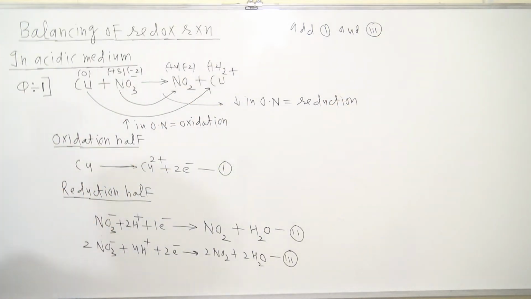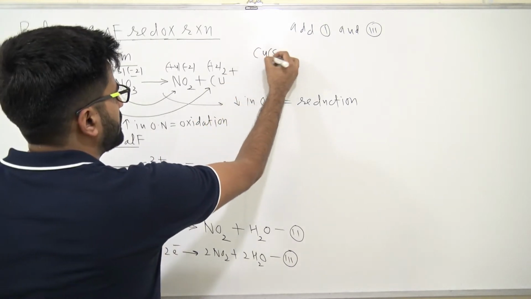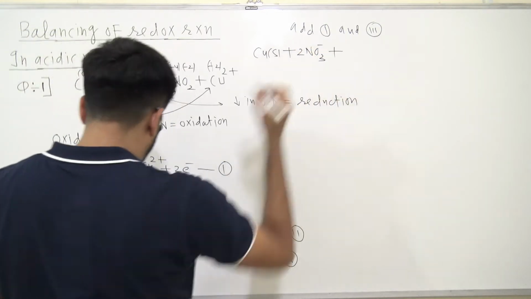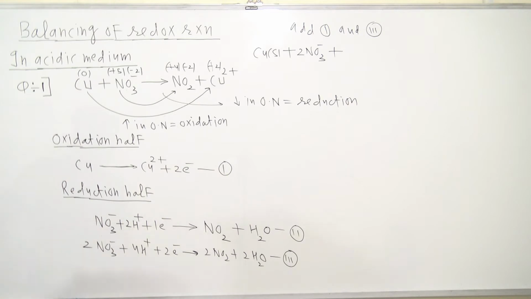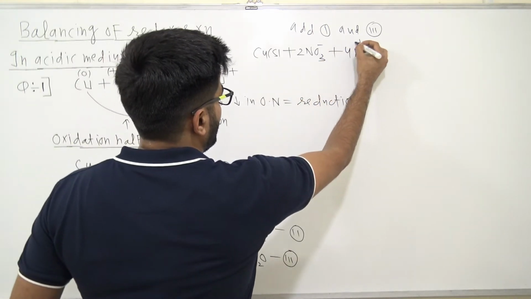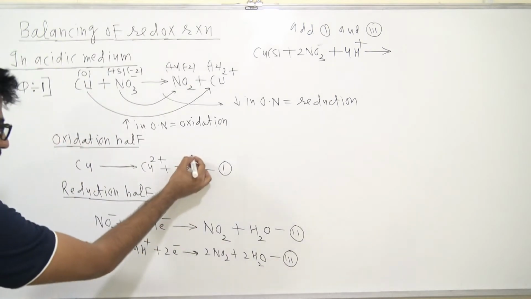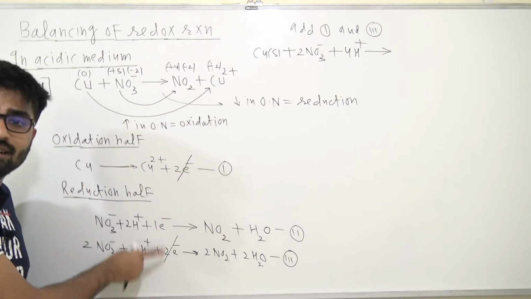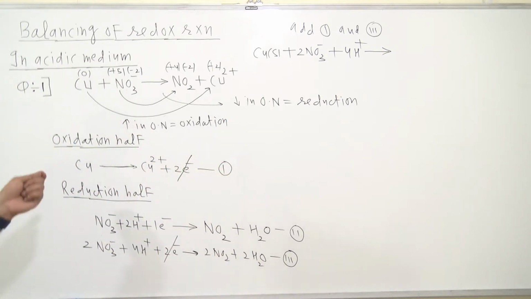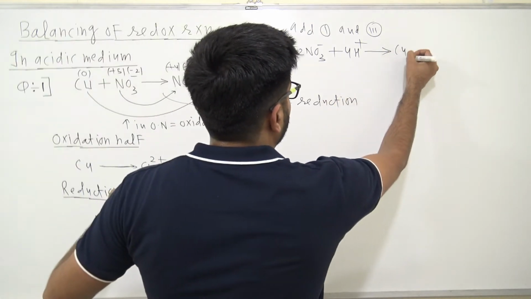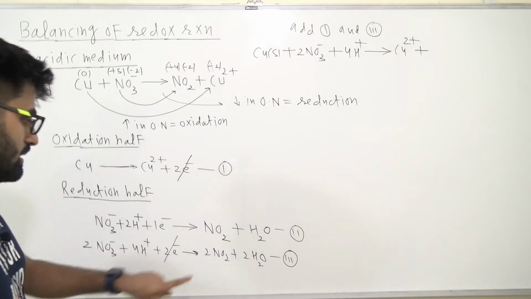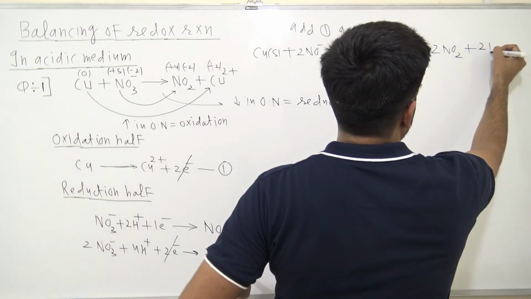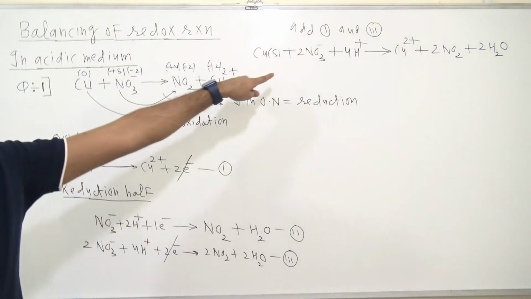If I add 1 and 3, in my reactant side there is copper solid plus 2NO3 minus plus 4H plus, which gives us, see, this electron and this electron will get cancelled out, because these electrons are on the product side and these are on the reactant side. Now what else will I get on the product side? There will be copper 2 plus on the product side plus 2NO2 plus 2H2O. So this is your final redox reaction.